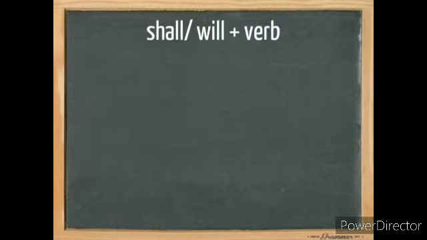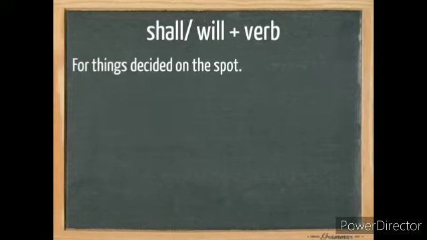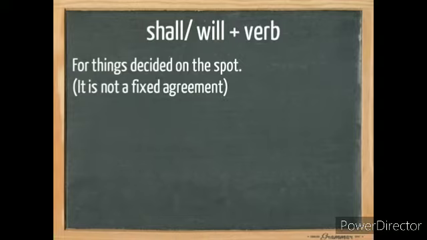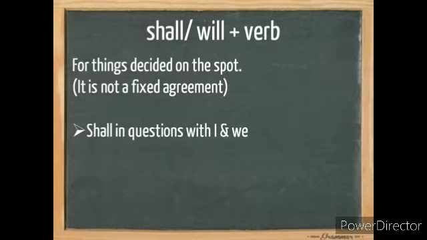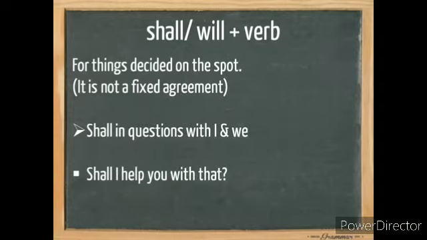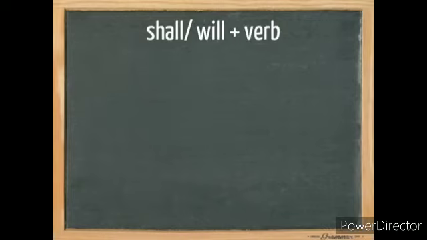Let's look at shall and will plus the base form of the verb. We use this form for things decided on the spot. They are not fixed agreements and they are not very likely to follow through. We need to pay extra attention to shall because we only use shall in questions with I and we. Shall I help you with that? And shall we go for a swim? We use will in all other situations.